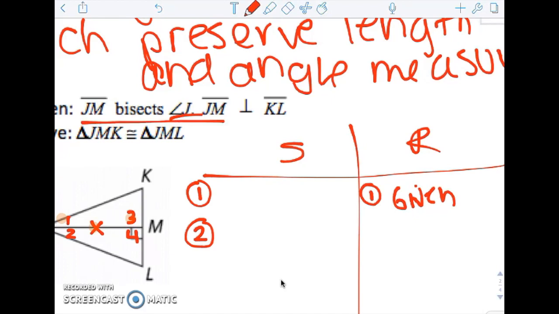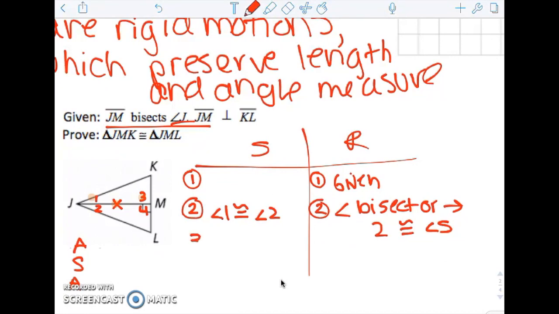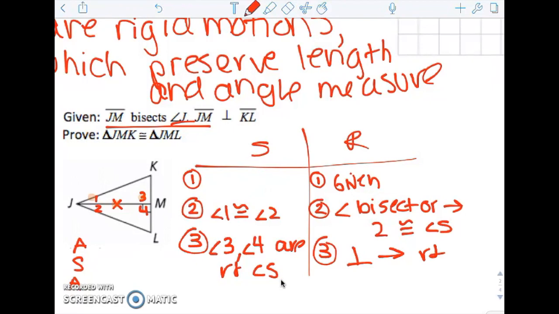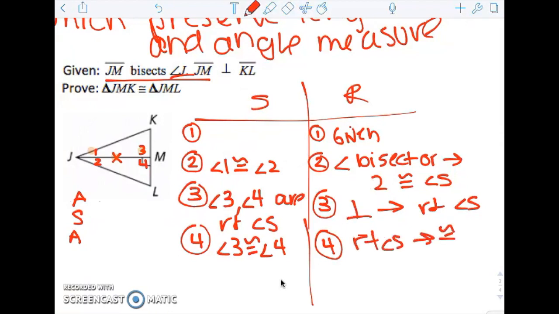We used that JM bisected angle J. So I'm going to say angle 1 must be congruent to angle 2 because I had an angle bisector. And notice I'm not just saying bisect, right? I'm saying what type? Implies two congruent angles. All right, next I'm going to go to the next part of my given, which was that JM and KL are perpendicular, which means angle 3 and angle 4 are right angles because perpendicular implies right angles. And if they are both right angles, now I can say that they are both congruent because right angles imply congruent angles. So that's an angle and an angle.